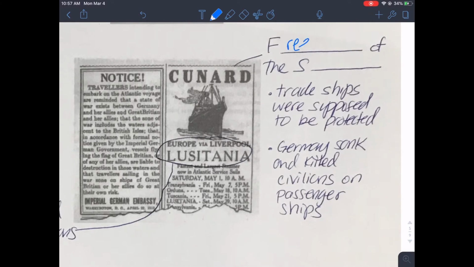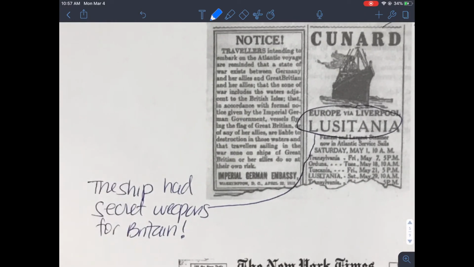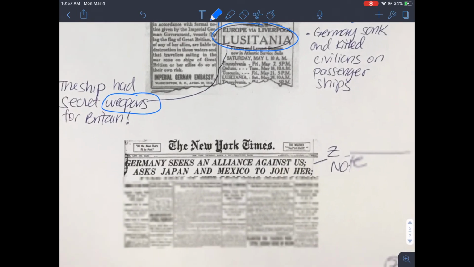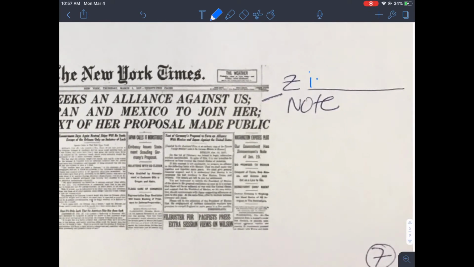Now, an important term is freedom of the seas, which says that trade ships were supposed to be protected. You should not be sinking them. Unfortunately, Germany did sink many of these trade ships, so freedom of the seas was important to America. On the Lusitania, which was supposed to be a passenger ship, they were hiding weapons going to Britain. So the United States was giving weapons to Britain and didn't tell the people on the ship. And when Germany sank it, a lot of people were angry at Germany.